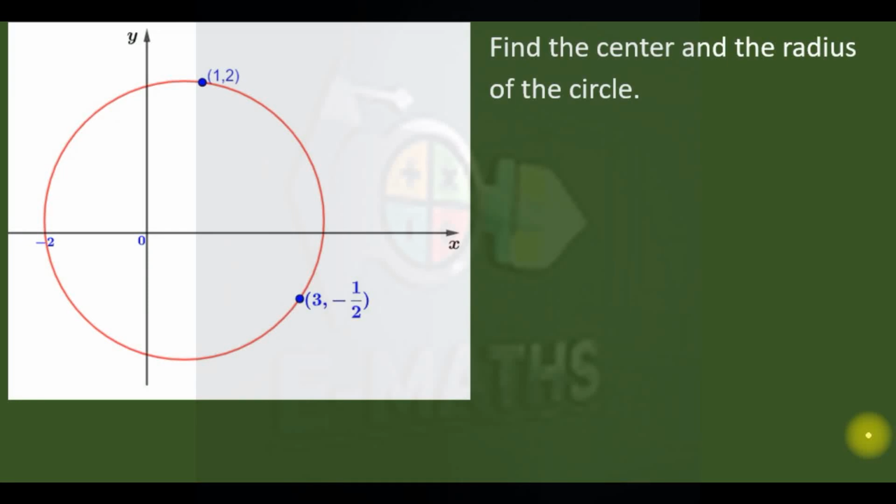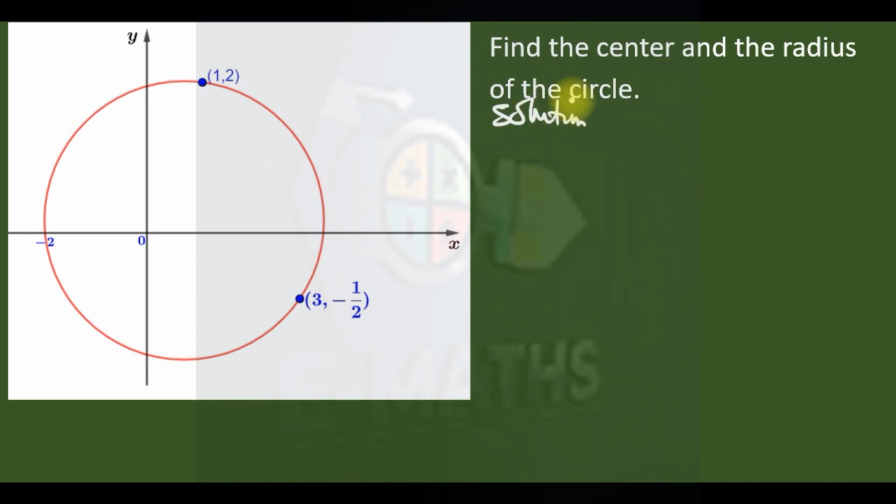Okay, we're asked to find the center and the radius of the circle. This question is very, very tricky. It will take time. As you can see, we are given a circle. Before, we know that we can get the equation of a circle if we know the center of the circle and the radius of the circle using this formula.